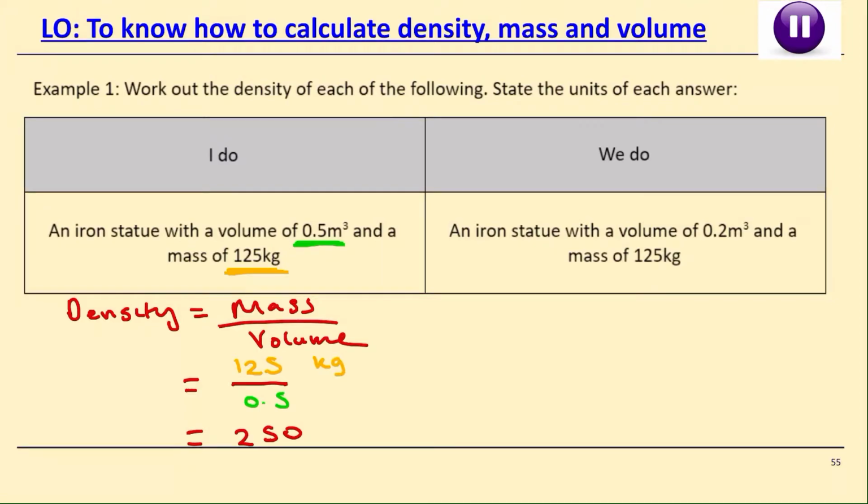So, the mass is measured in kg, that bar means per, but we're just going to leave it as a bar. And the volume is measured in meters cubed. So the answer is going to be kg, the bar, and meters cubed. Okay? So 250 kg per meters cubed. So now pause the video and do the we do question.